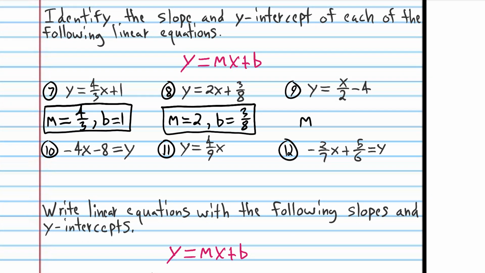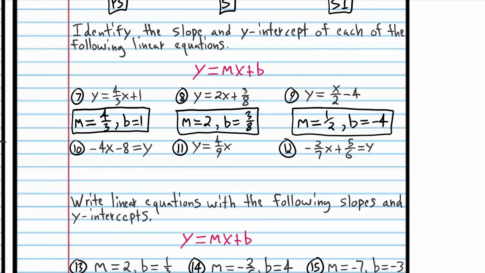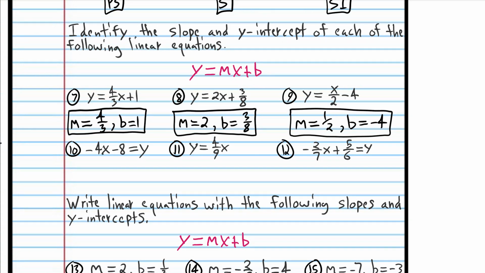And the slope for this one is a little tricky because we can write this as 1/2 x. So 1/2 is the slope for that one, and the y-intercept is -4. So these problems are very easy because they're in slope-intercept form. We can find the slope and the y-intercept just by looking at them. So why don't you try numbers 10 through 12, and when you come back, we'll do it together.